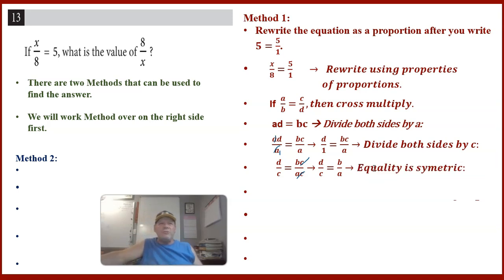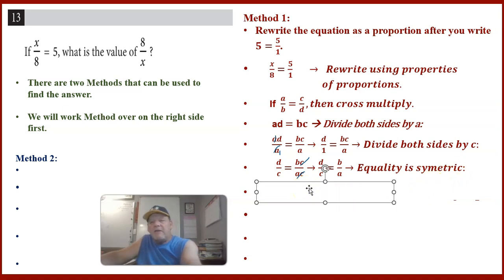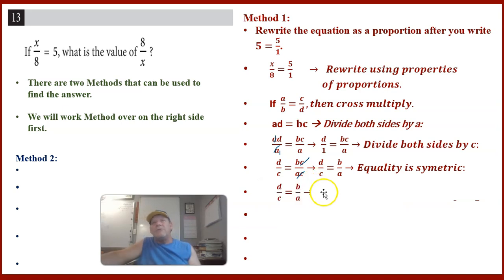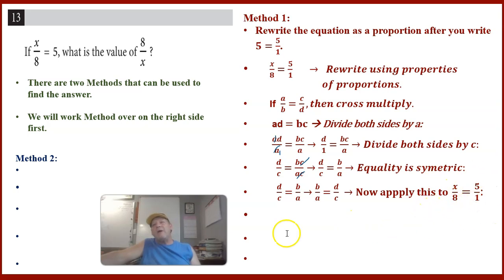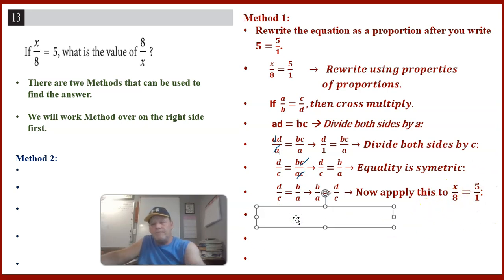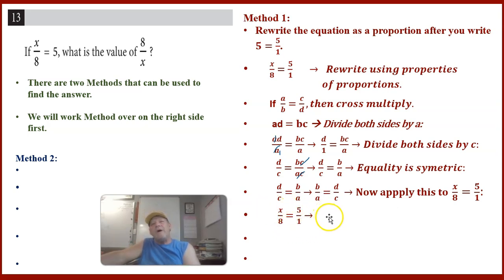There's a property that you should have learned in algebra called the symmetric property. And that means that if 2 equals x, then x equals 2, which means I can flip the equal sign. So I can flip the sides of these. And so now let's apply that to x over 8 equals 5 over 1.